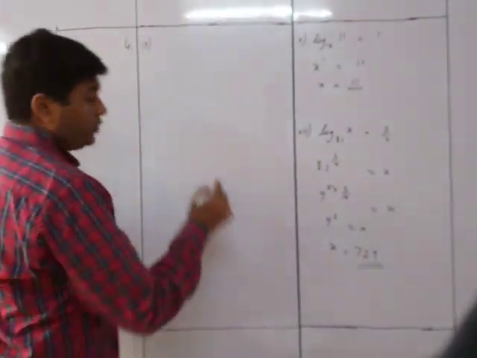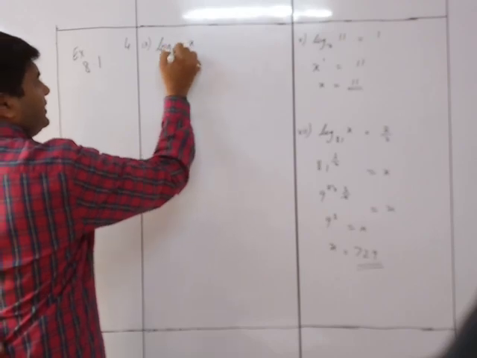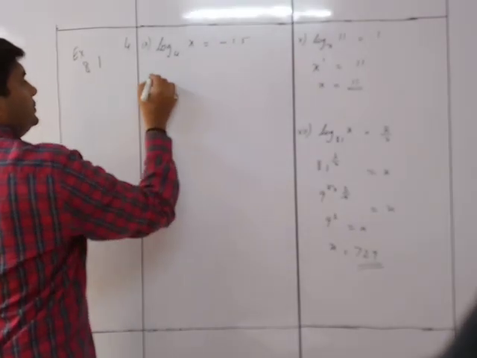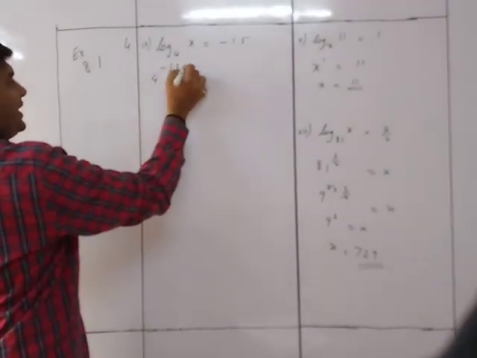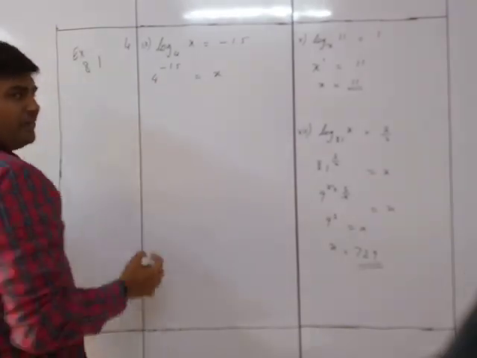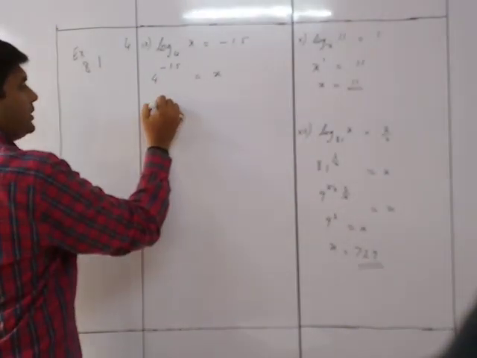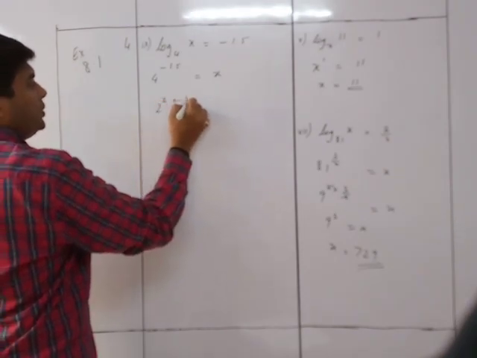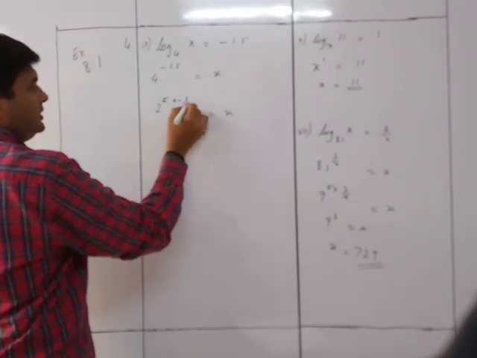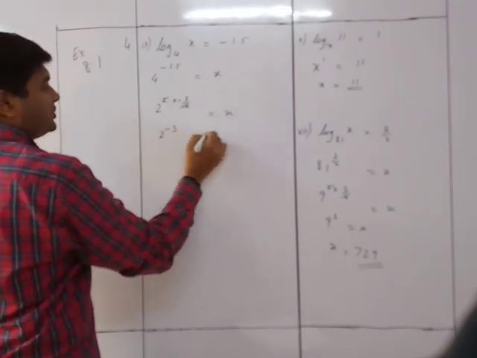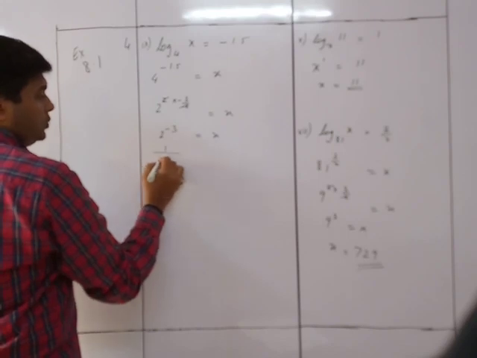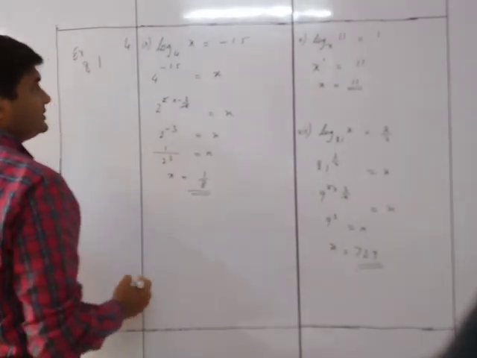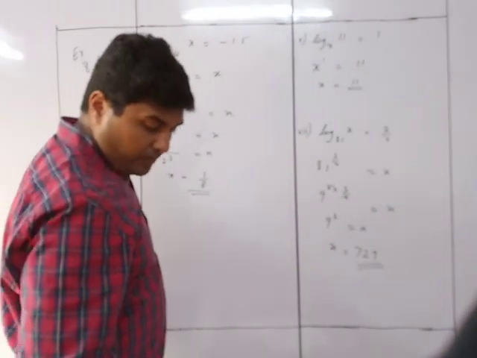Log of x to the base 4 is equal to minus 1.5. So 4 raised to minus 1.5 is equal to x. 1.5 is nothing but 3 upon 2. So 4 will be nothing but 2 squared, raised to minus 3 upon 2, is equal to x. The 2 gets cancelled. So it's 2 raised to minus 3 is equal to x. 1 upon 2 cubed is equal to x. So x is equal to 1 upon 8. That's the answer for sum 9.